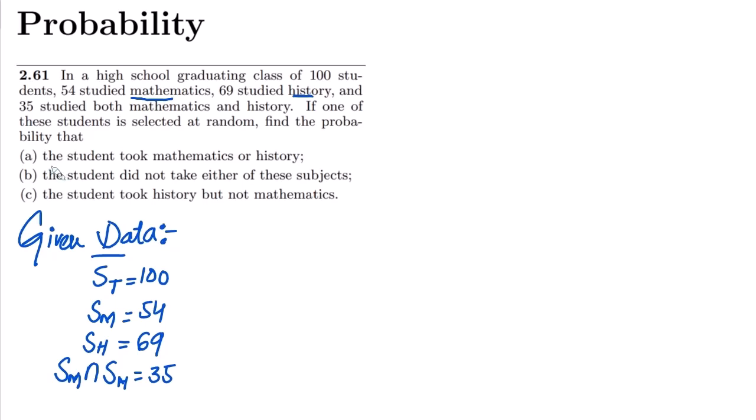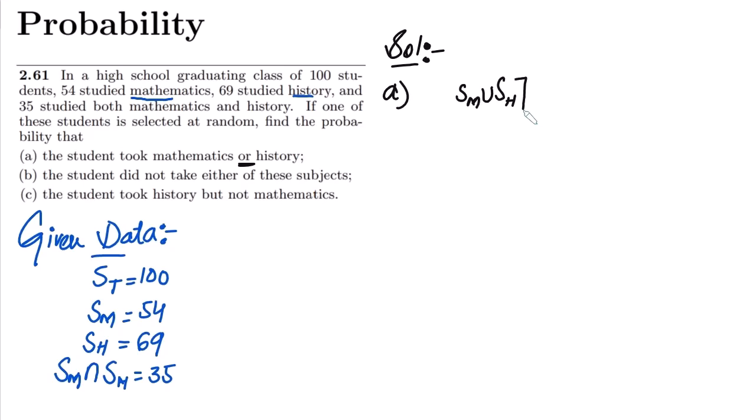I have to find the probability that the student took mathematics or history, any one of them. So I'm going to write the solution of part A here. I have to find the probability that the student took mathematics or history, so either I have to write SM or SH. As I have mentioned in my previous videos, wherever this "or" comes, I have to use the union.